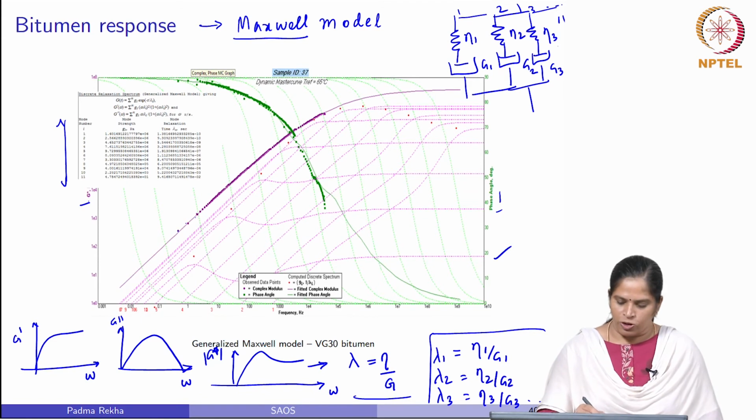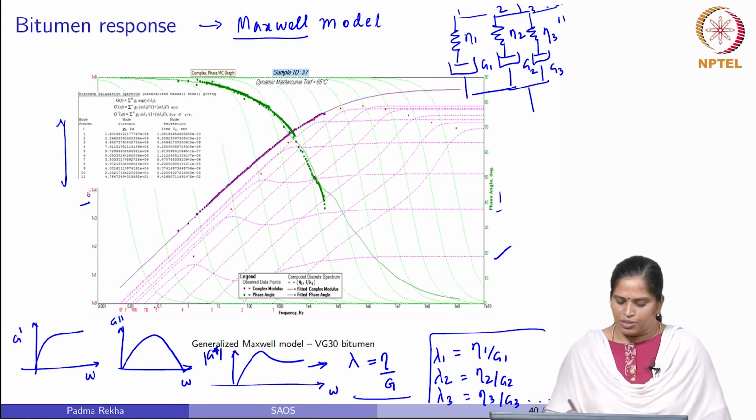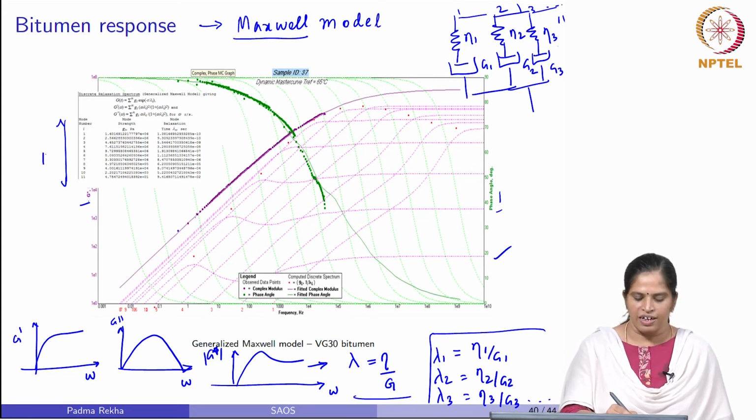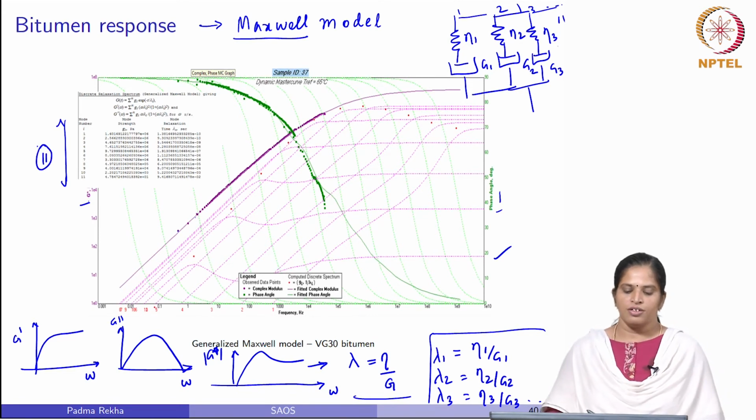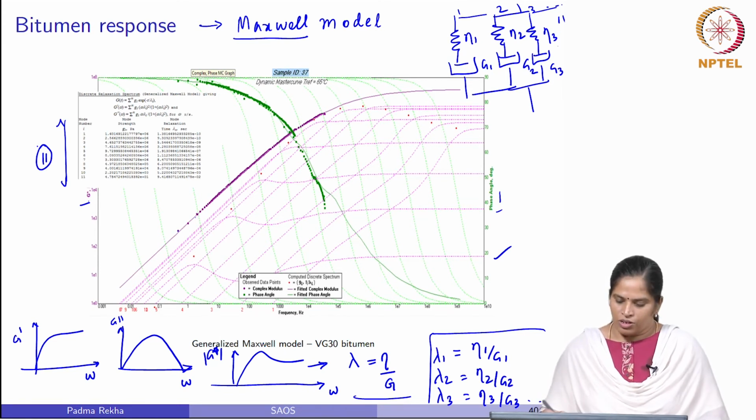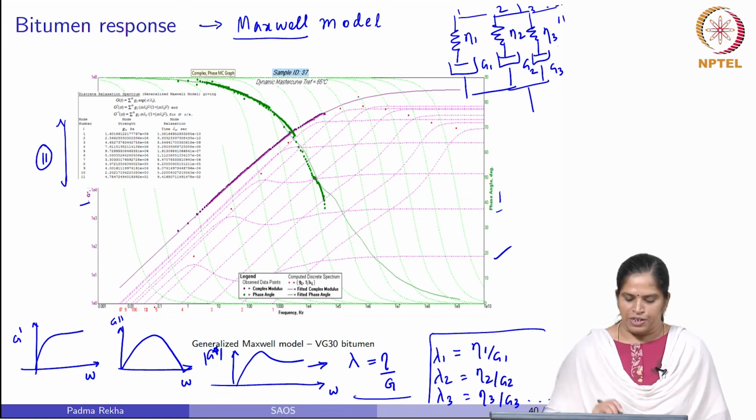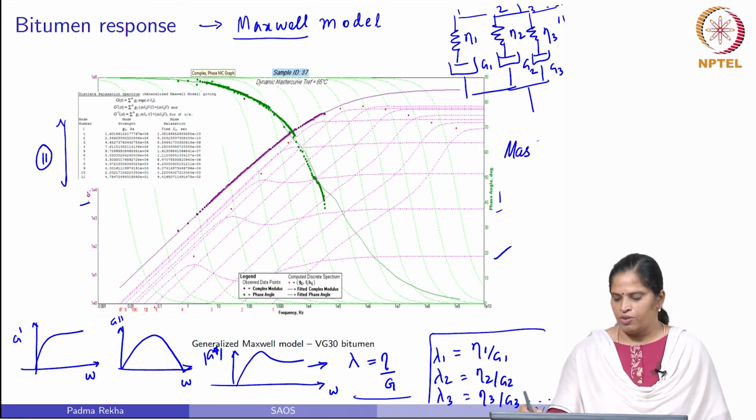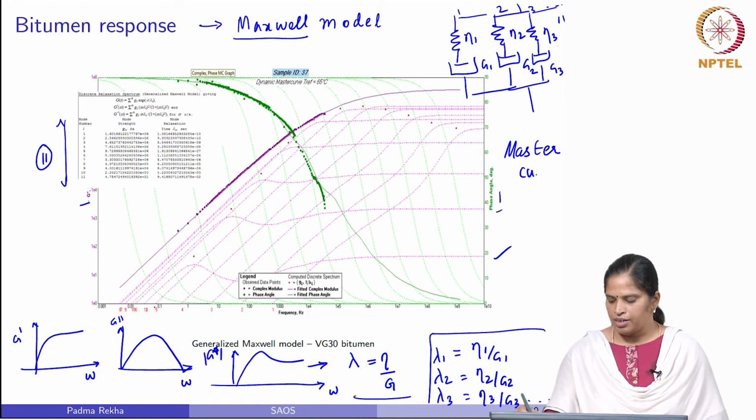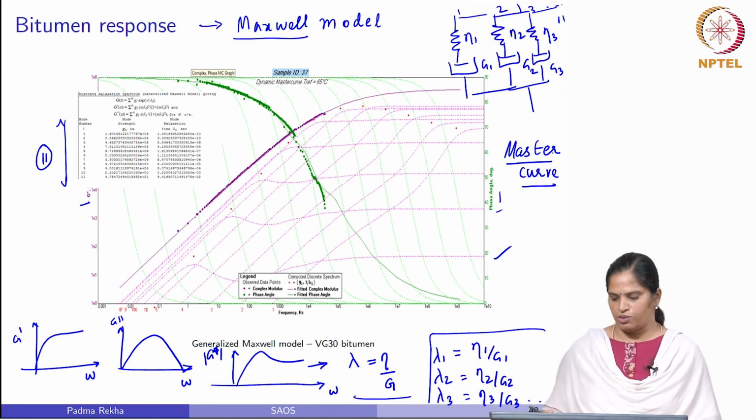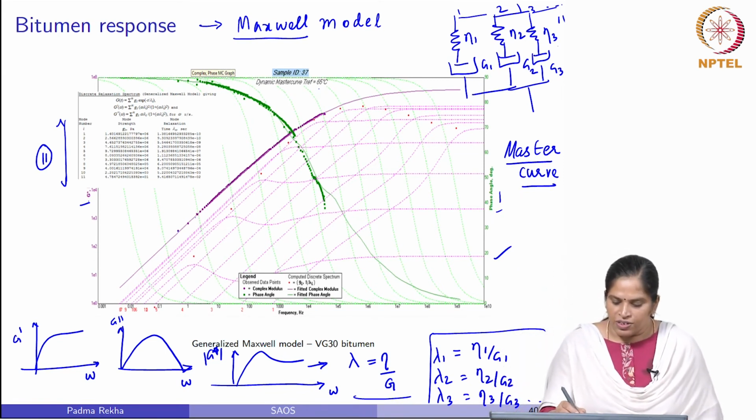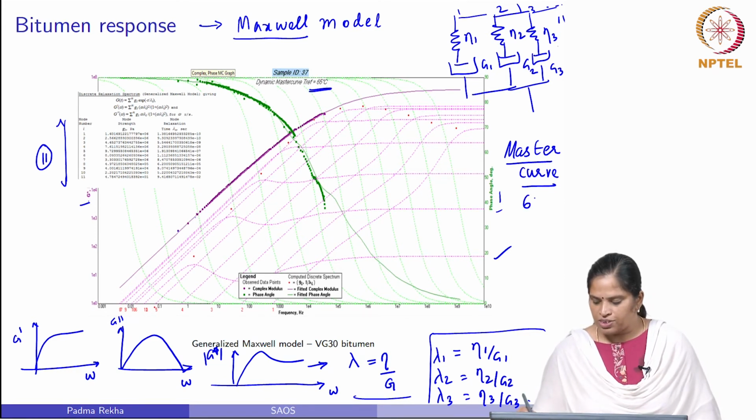So, this plot shows that the bitumen exhibits different relaxation functions. In this case, it is 11 relaxation functions at this specific temperature. So, this is master curve data. What is a master curve and how to plot this master curve, that we will see in a few lectures down. So, this is master curve data at a reference temperature of 65 degrees.